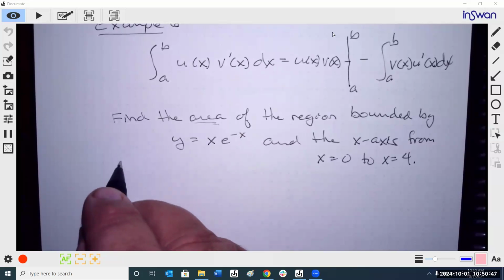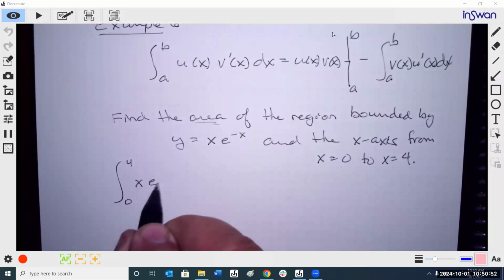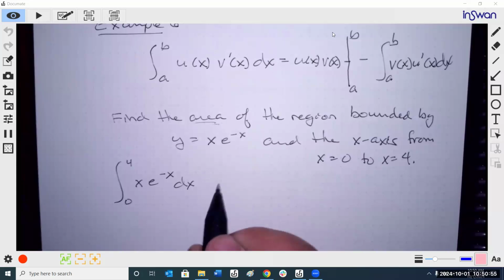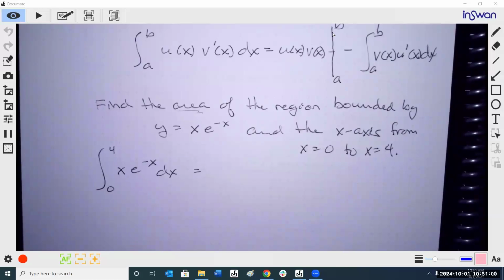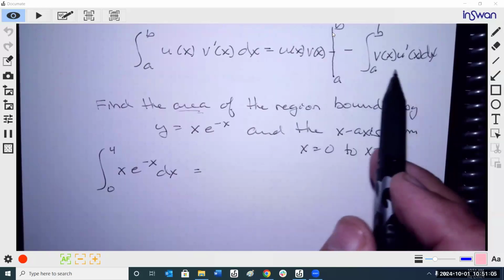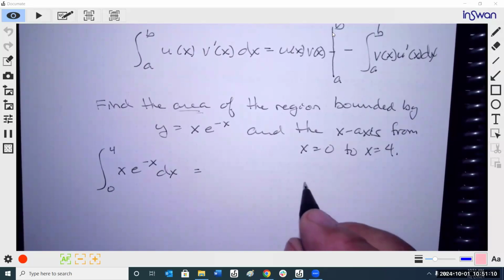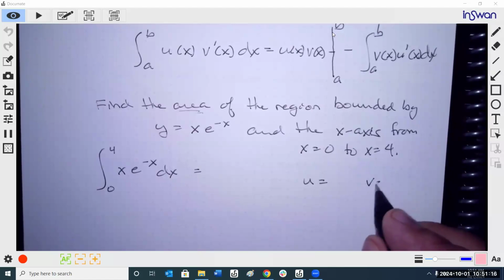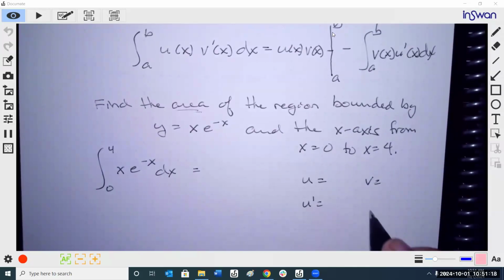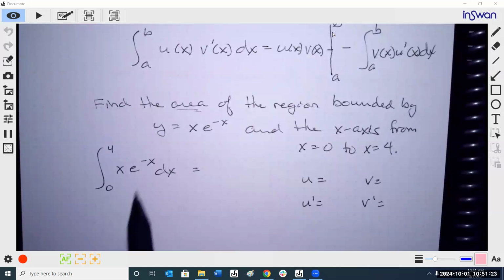So what do we have? We have our integral from 0 to 4 of our equation. We have the formula up here. We just have to figure out what's u, u prime, v, and v prime. So let's look at those. Which one of these would be the u, which one would be the v?